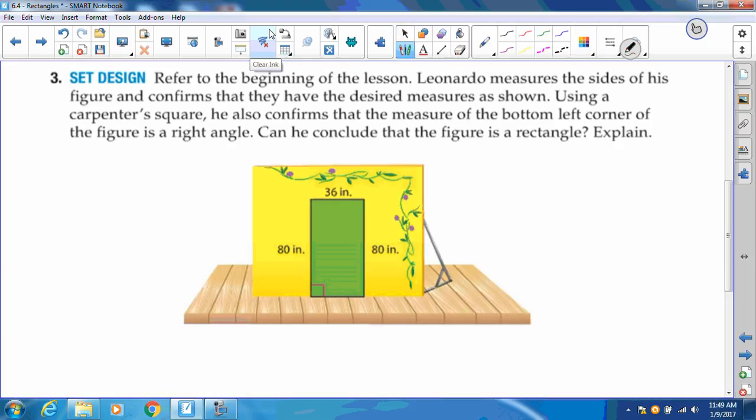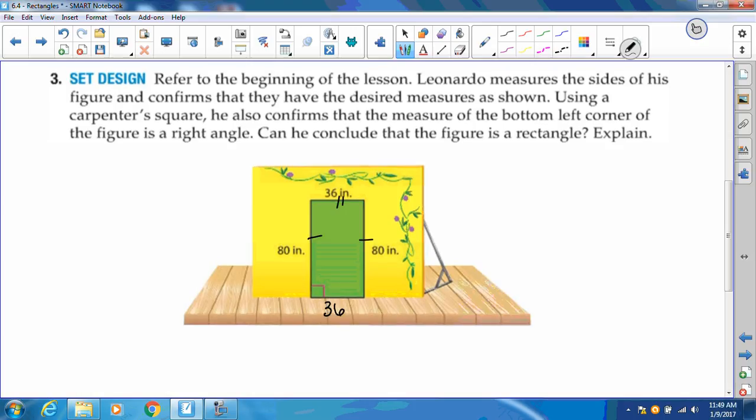And what you didn't see at the beginning of the lesson, there was a little picture, I didn't put it on your notes, but that just said the doorway width was 36 inches. So we also know that length right there is 36. So we have these two sides congruent, we have these two sides congruent, and then we have one right angle. So the question is, can we conclude from this information that it is a rectangle?